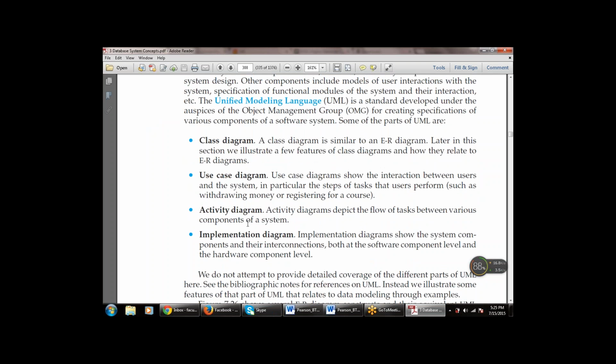Then the use case diagram shows the interaction between the users and the system, in particular the steps that they perform. Then the activity diagram depicts the flow of tasks between various components of a system. Then implementation diagrams represent the relationship between the system components and their interconnection, that is, how they are implemented, and the implementation issues, both at the hardware level as well as the software level.